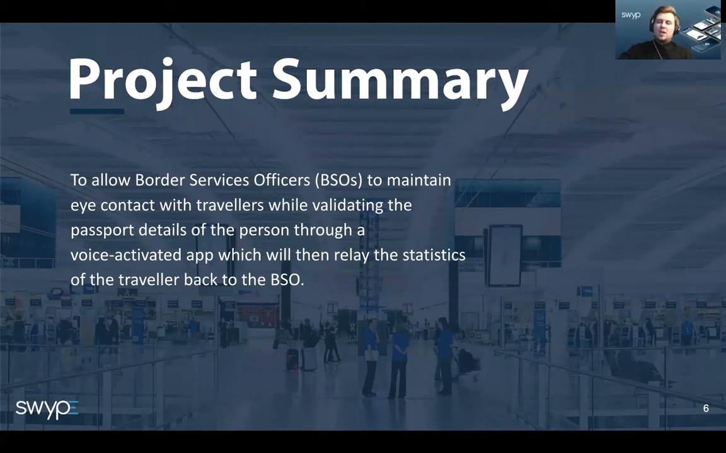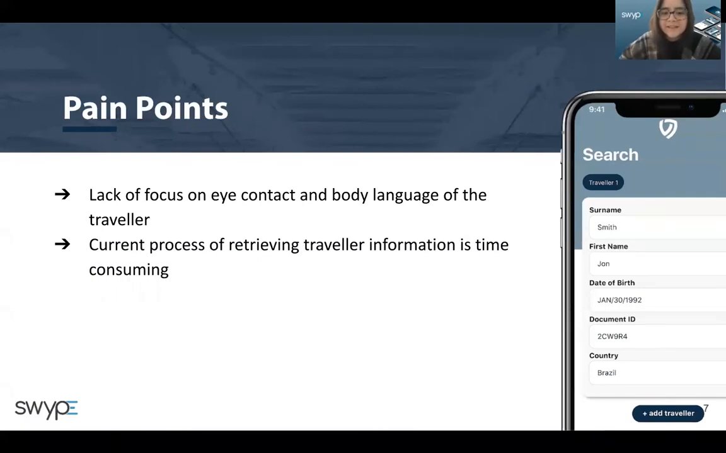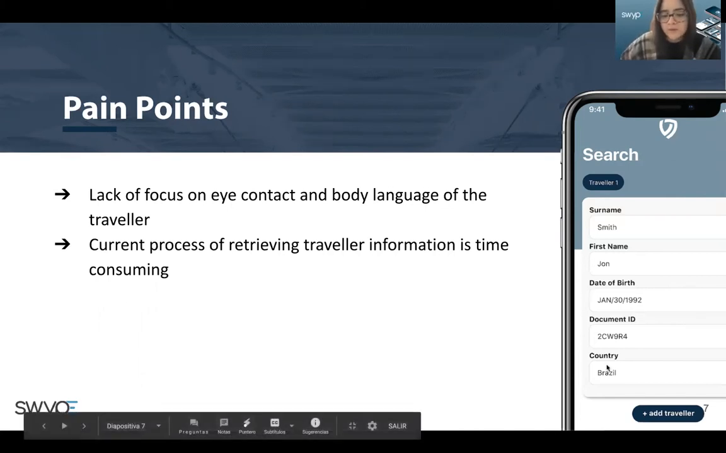Now Natalia will be covering the project's pain points. Hello, I'm Natalia and I'm a developer of the Swype team. The pain points. So we have two main problems to focus on during the development of the app. The first was the lack of eye contact and body language of the traveler, and the second, the time consumed during the process of getting access to the databases. So now I let them talk about the solutions.